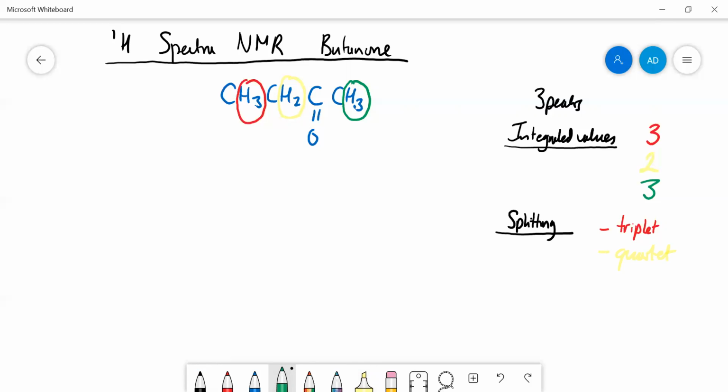These green hydrogens are attached to a carbon with no hydrogens on it at all. So 0 + 1 makes 1. That's not going to be split. That's going to be a singlet. So we're going to get that.